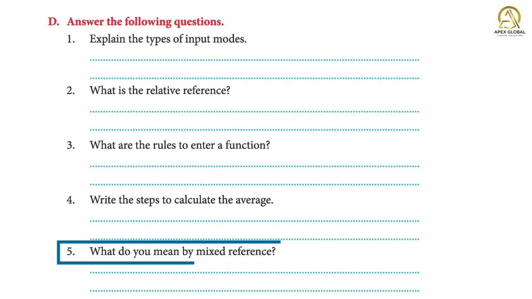5. What do you mean by mixed references? Answer: A mixed reference is a combination of relative and absolute references. Either a row or column is made absolute by preceding it with a dollar symbol.